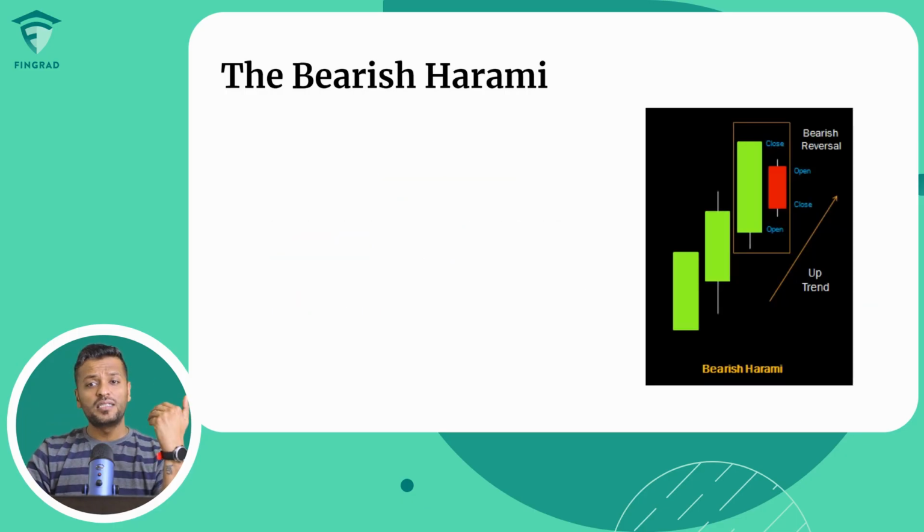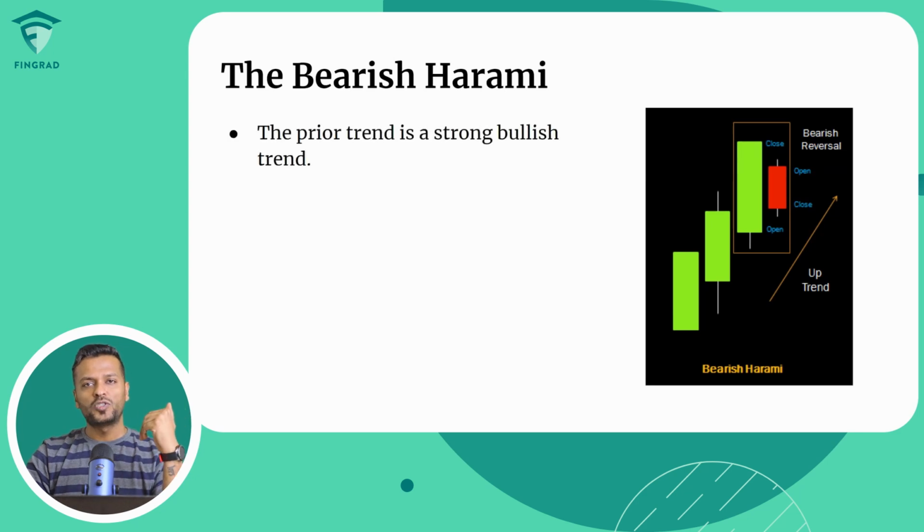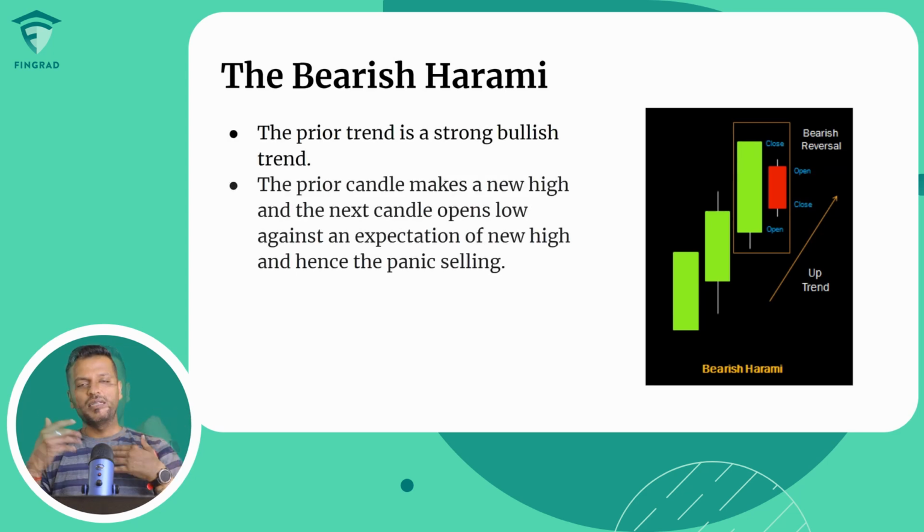Now, what exactly is a bearish Harami? It's an exact opposite of a bullish Harami pattern. The prior trend here is a bullish one and it's a strong bullish candle, and the prior pattern is continuously making new highs. But once this bearish red candle happens, you can start to see panic setting in among the buyers.